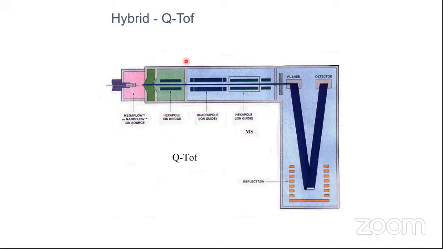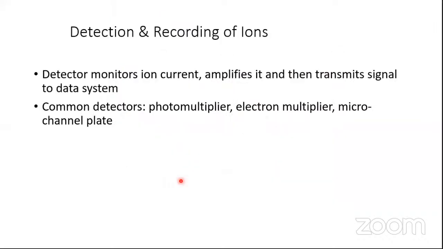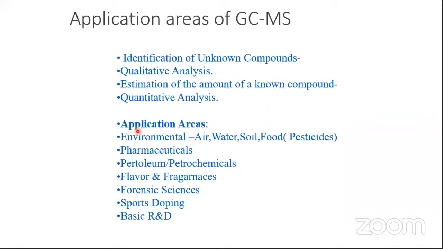This instrument is called a Q-TOF instrument, where the quadrupole is the first mass analyzer and time of flight is the second mass analyzer. In between there is a collision cell, which gives us the fragmentation of the ions generated in electrospray ionization. Then we have detectors, and we are not going to talk about detectors. We can have a photomultiplier tube, electron multiplier or microchannel plate as detectors.